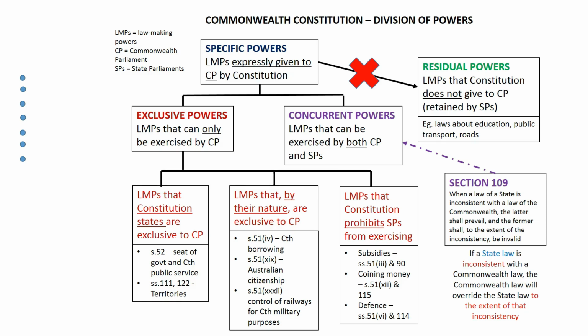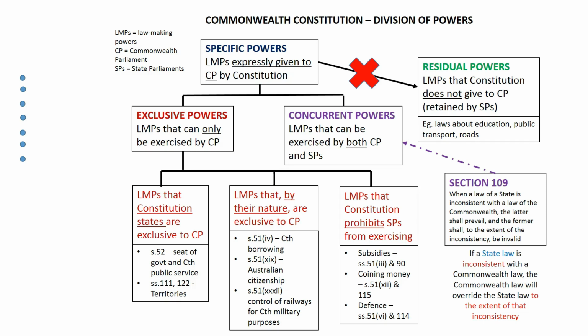What that means is that until someone brings a case before a court, typically the High Court, arguing that Section 109 causes part of a state law to be invalid, until that case is brought and until the High Court declares that there is some inconsistency and therefore the state law is invalid to a certain extent, the state law continues on in force.